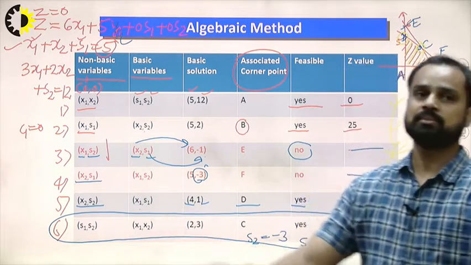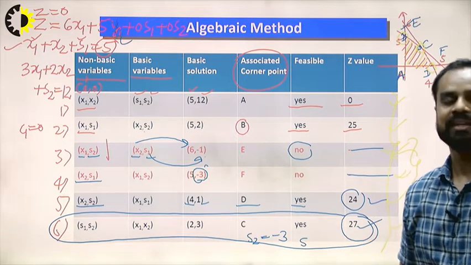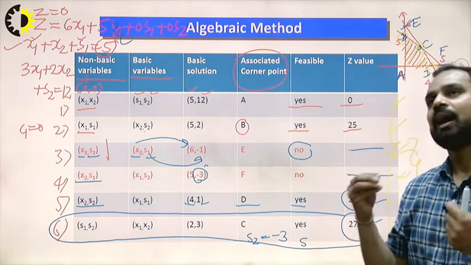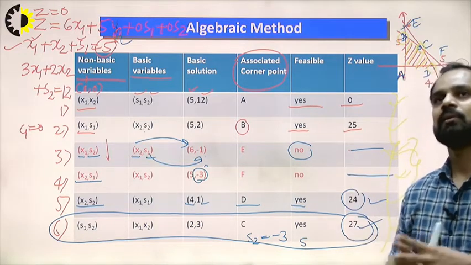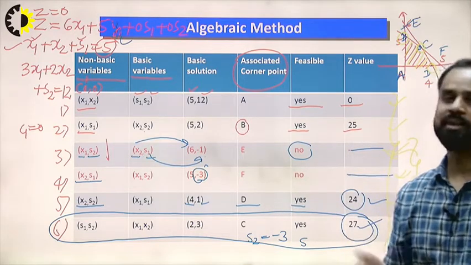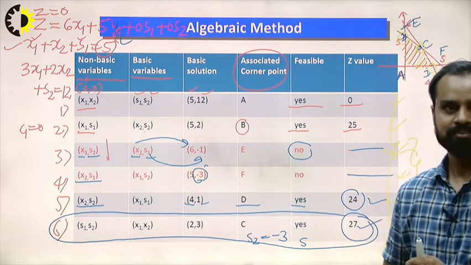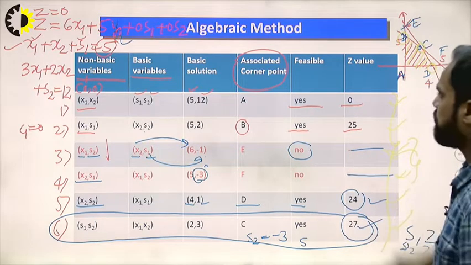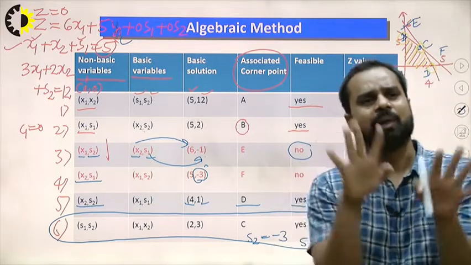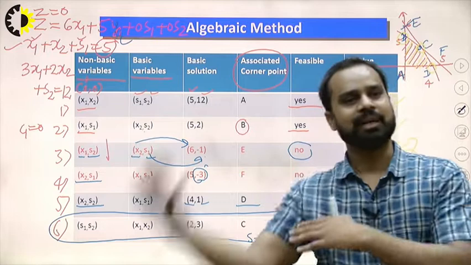And also, there is no termination criteria. In the algebraic method, unless we calculate all the possible combinations, we cannot terminate the problem, right? So there are a number of disadvantages. That's why this method is less popular in comparison with the graphical and simplex methods.